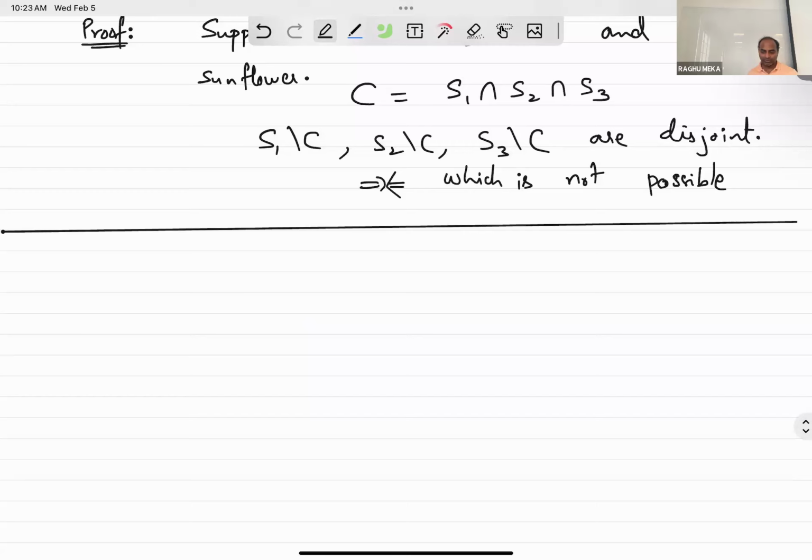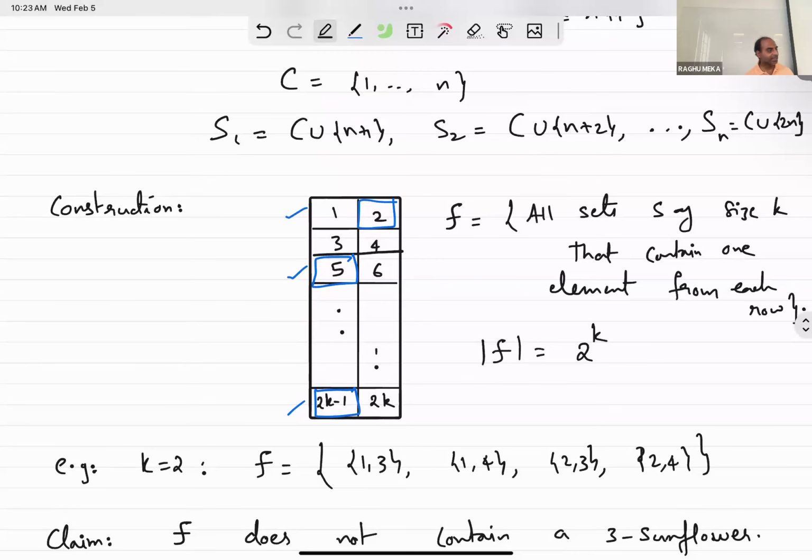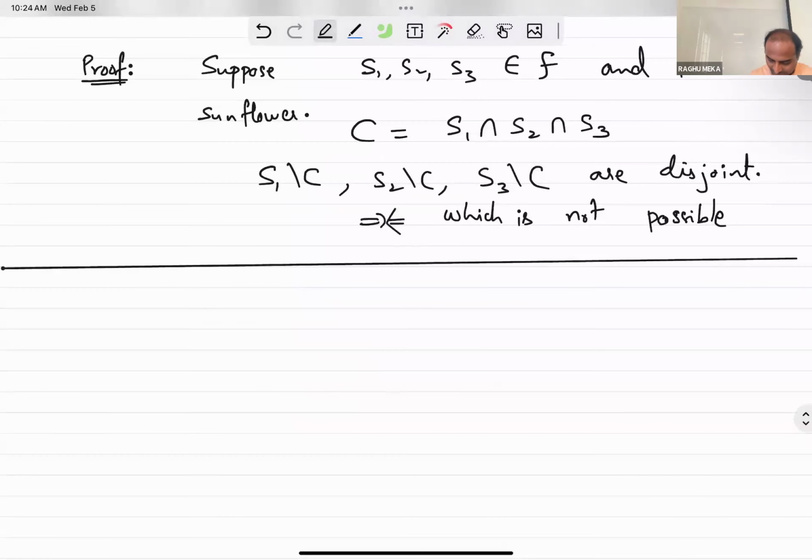So now, this is a family which is of size 2 to the k and does not contain a sunflower. And as it turns out, this is the best construction that we actually know. Okay, to date, this is the best family that we know. And a conjecture that's been open for a long time.